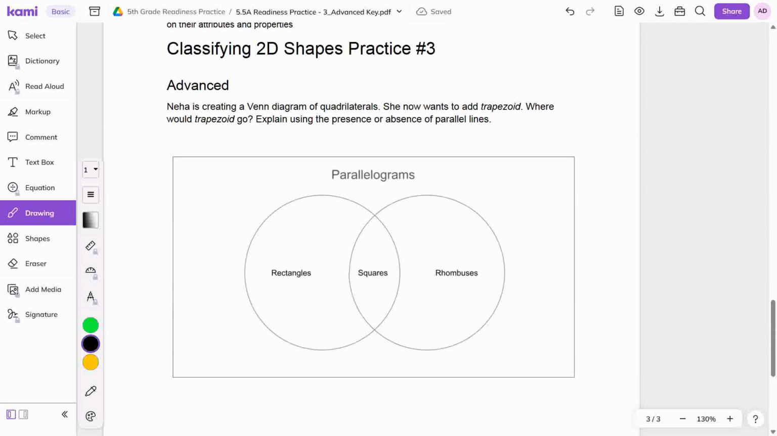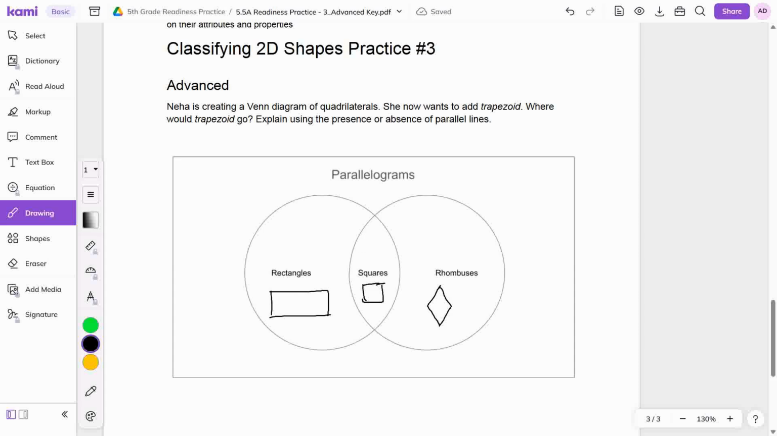So third, we've got now drawing a Venn diagram of quadrilaterals. Now she wants to add trapezoid. Now this Venn diagram is kind of the answer to our very first problem, right? The square goes in the middle. Square is a special type of rectangle and a special type of rhombus. So let's draw a picture here of my square. And let's draw a picture of my rectangle. And let's draw a picture of my rhombus.